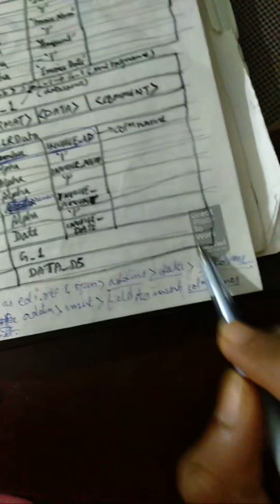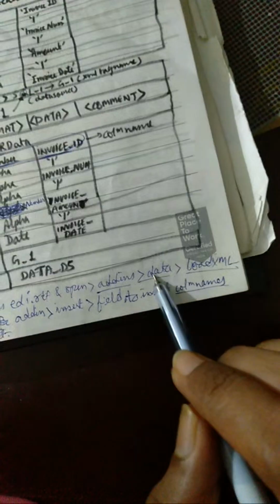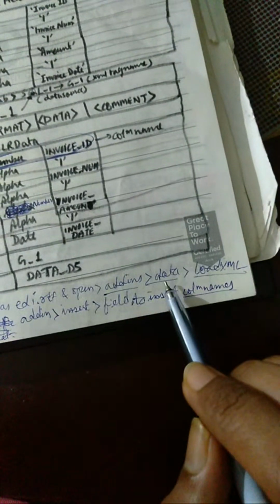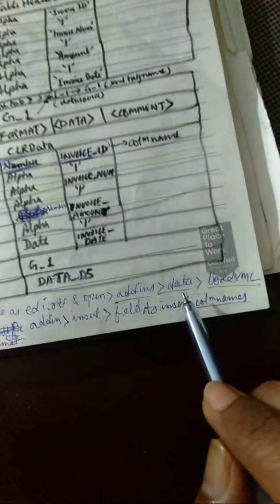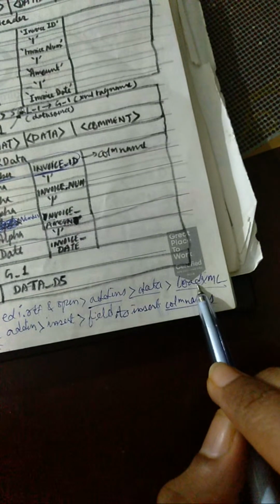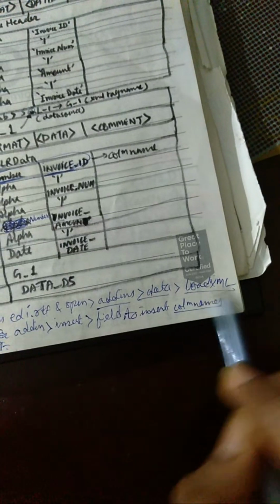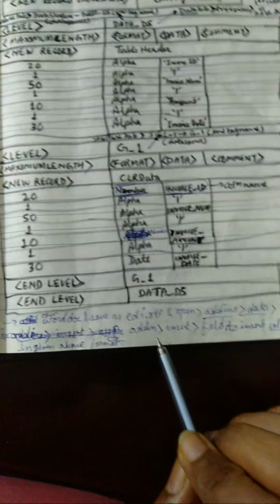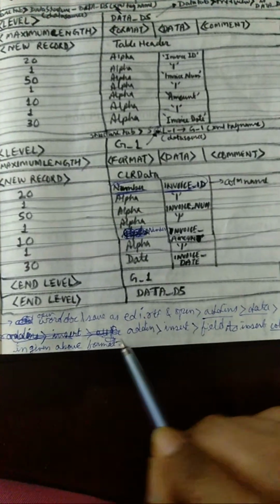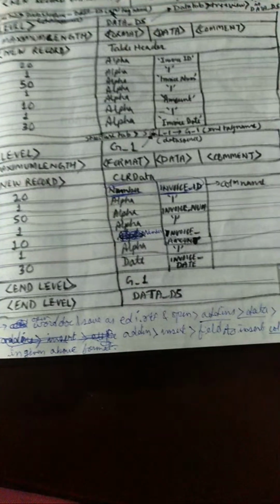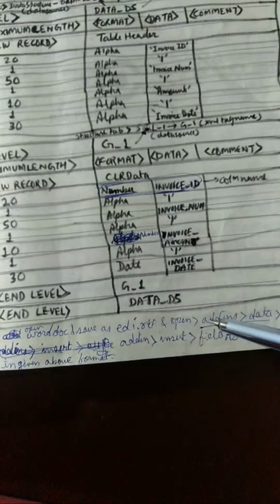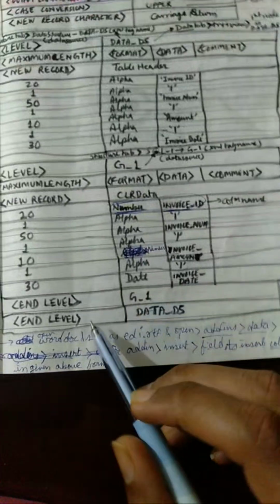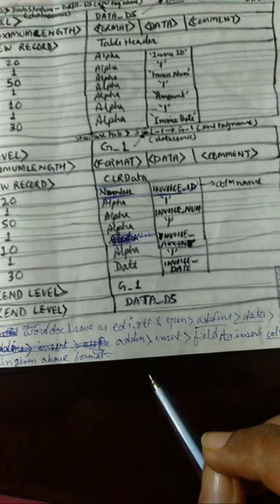In the add-ins tab, we'll have data. The add-ins tab has three things: data, insert, and preview. In the data tab, we'll click on load XML, or you also have load XML schema. Right now I'm taking load XML, and I'll go wherever my XML is saved on the local desktop and select that.